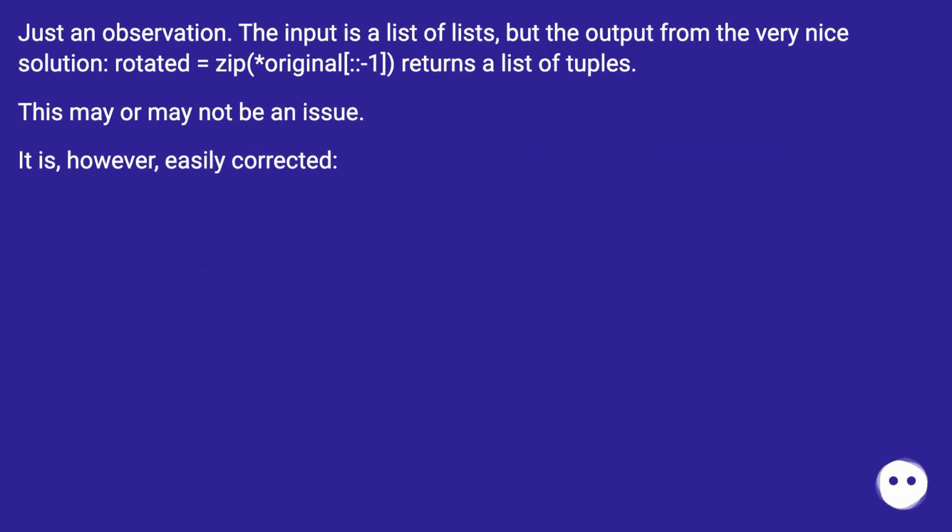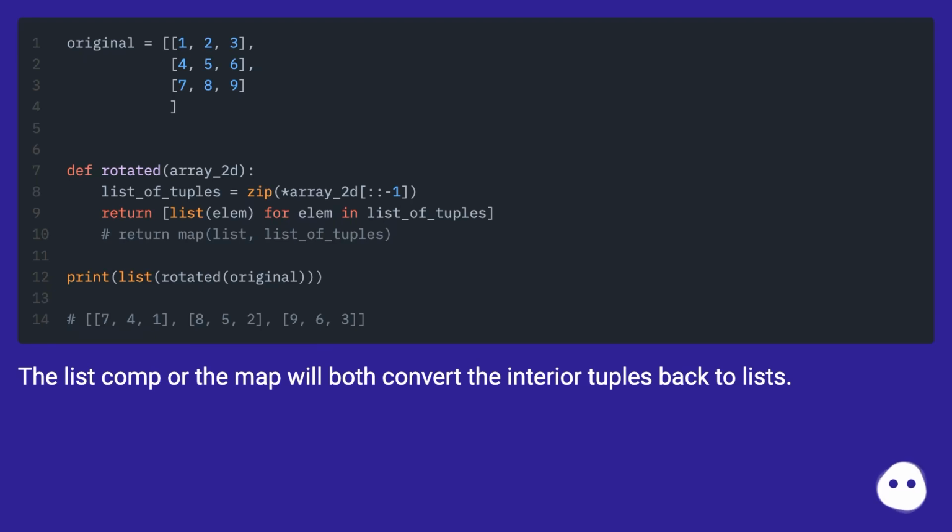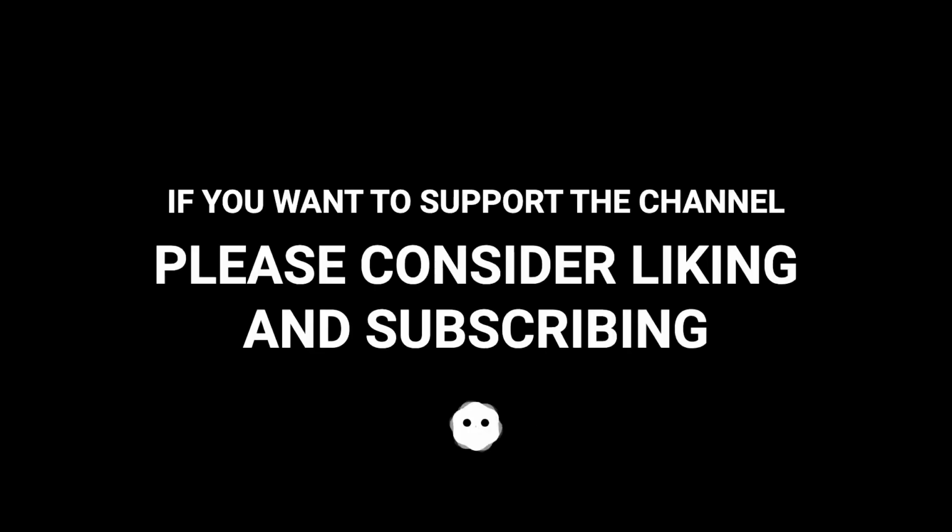Just an observation. The input is a list of lists, but the output from the very nice solution, rotated = zip(*original[::-1]), returns a list of tuples. This may or may not be an issue. It is, however, easily corrected. The list comprehension, or the map, will both convert the interior tuples back to lists. Multidimensional-array.